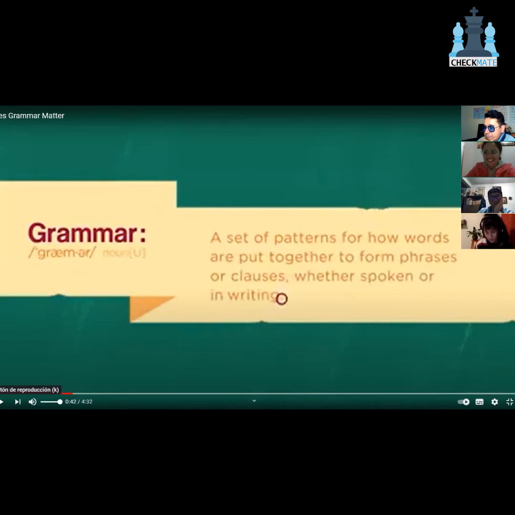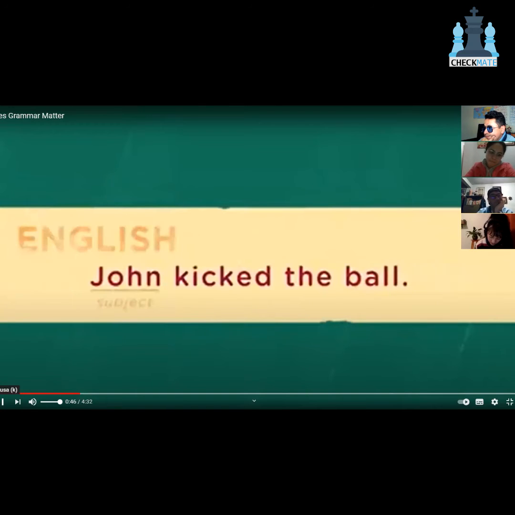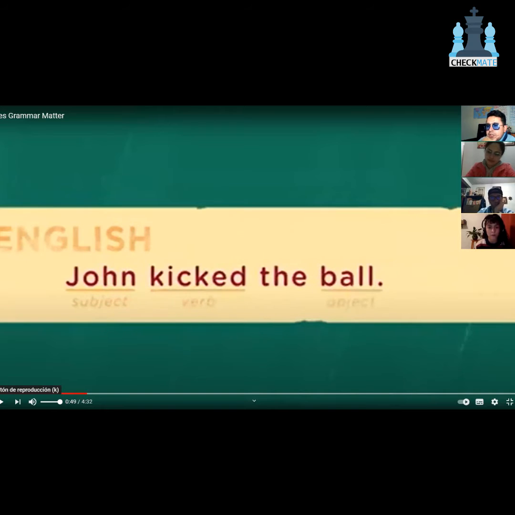Languages have different patterns. In English, the subject normally comes first, followed by the verb and then the object. Pancho, read the sentence. John kicked the ball. Okay.